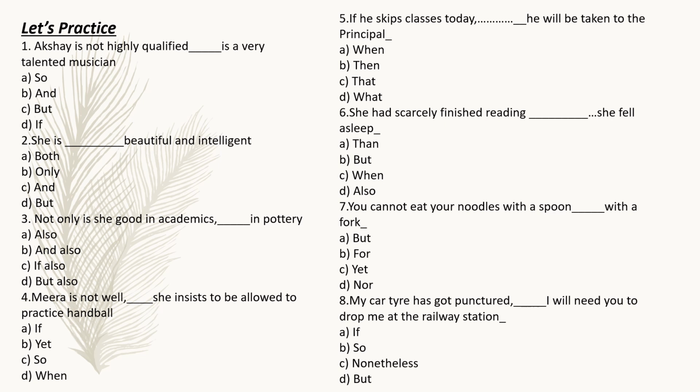Now let's practice a little. In the questions below, you have 4 options to choose from. For each question, I'll give you about 5 to 6 seconds so that you can figure out the answer, and after that I'll give you the correct answer. Question number 1. Akshay is not highly qualified. Dash is a very talented musician.